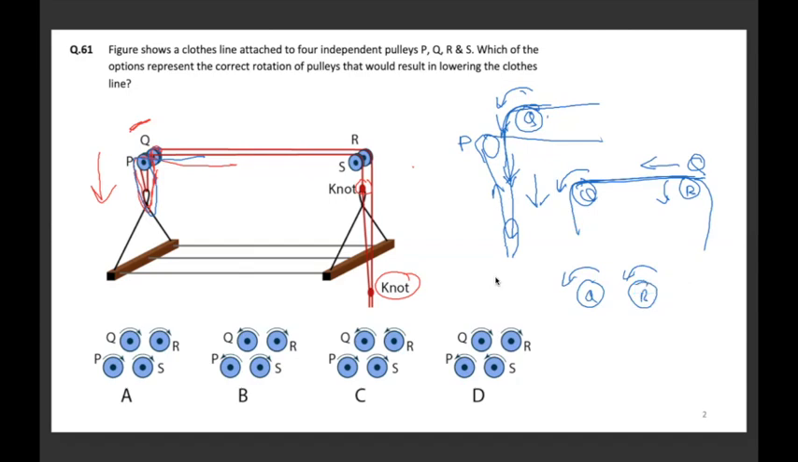Now, when I look at all the options A, B, C, D, the place where Q and R are rotating in the anti-clockwise direction is just happening in one option, which is option C, which is, of course, the correct answer here. A, B, and D are wrong. So we'll go with option C, which is the correct answer. Okay, we'll move to the next one now.